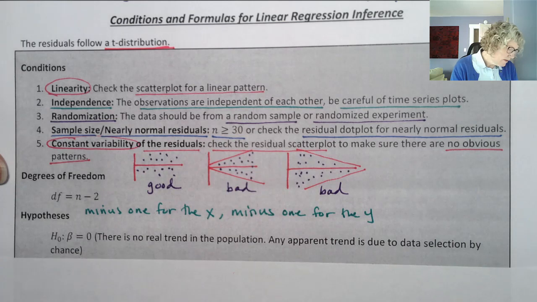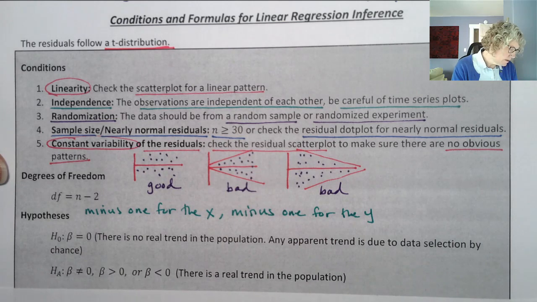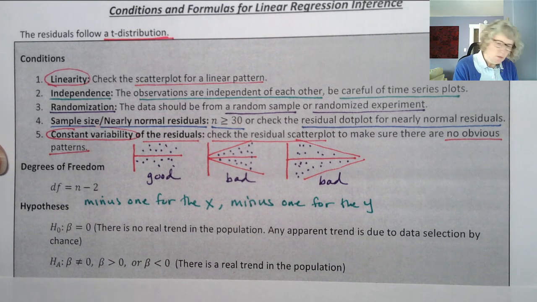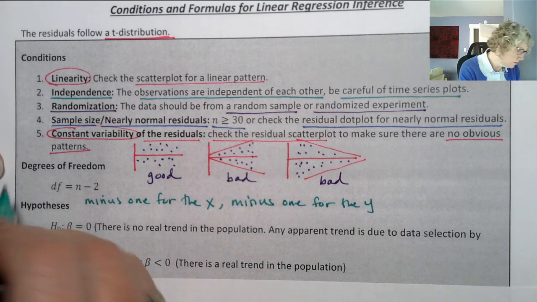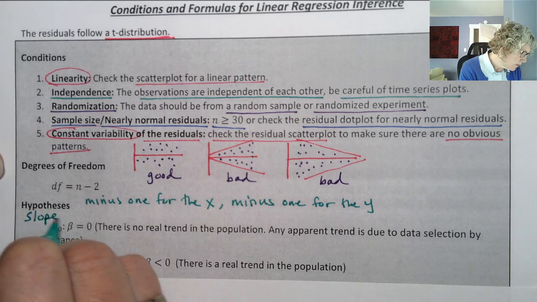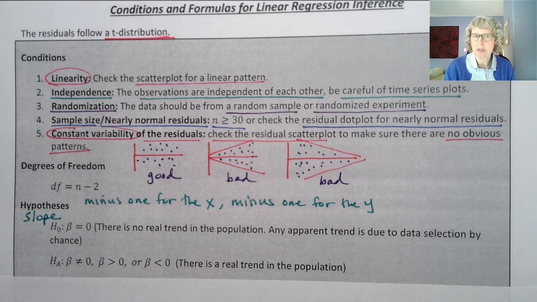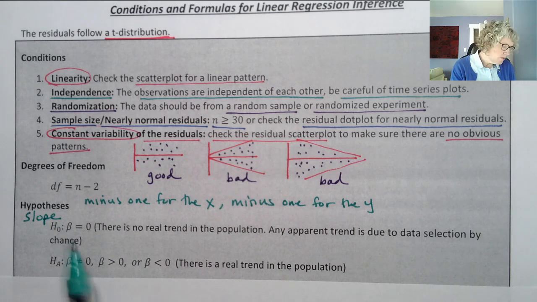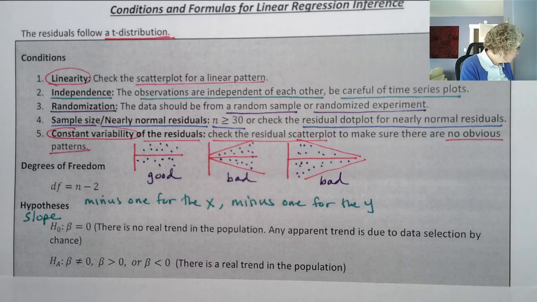Okay, now let's get to the hypotheses. We are going to do hypothesis testing in terms of the slope. Now, this can be framed in either the slope or the correlation, but they are very similar to each other. So if we're saying the slope, slope was our beta, that was our population slope. Let me go back to that page real quick.